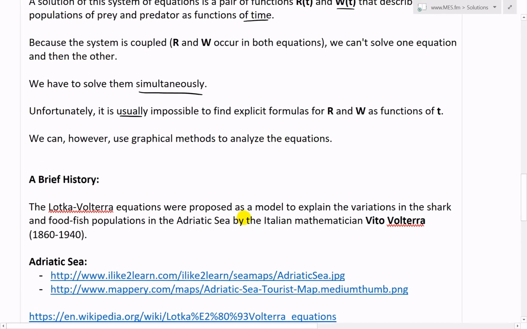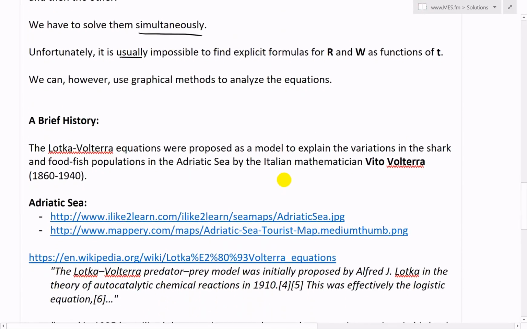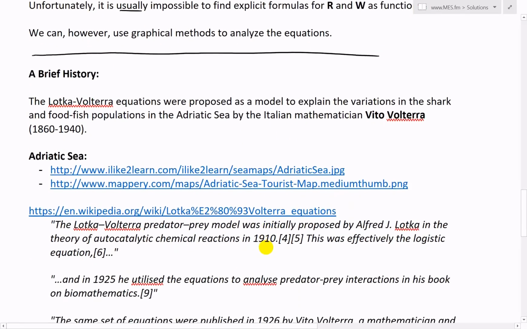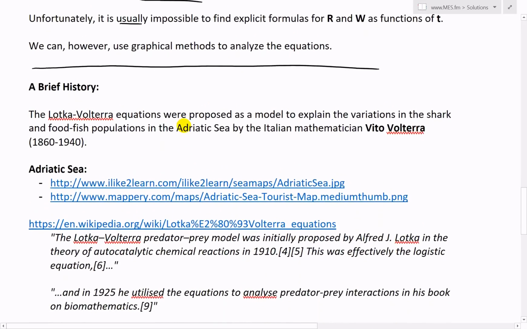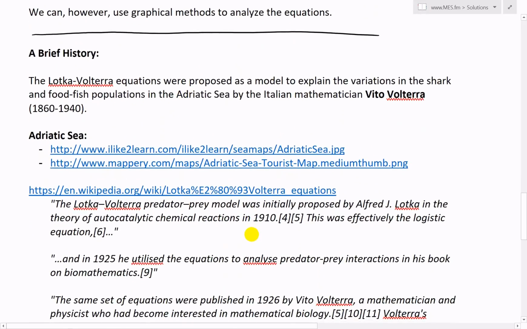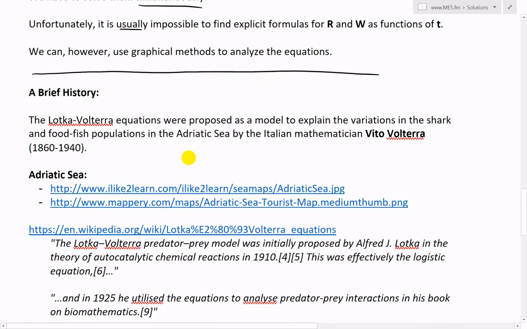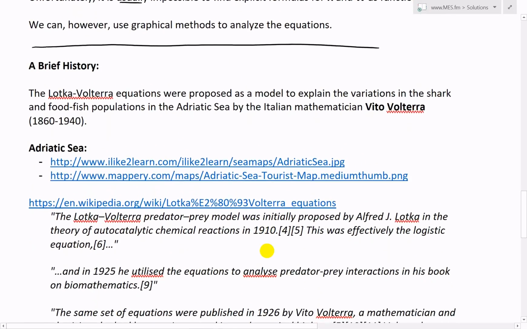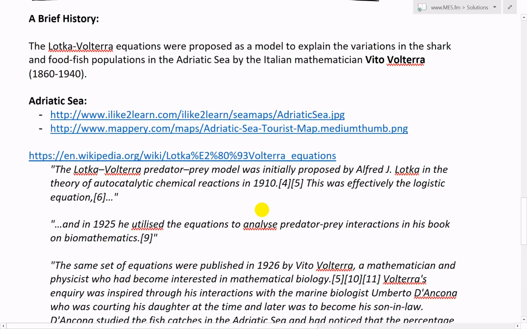Now let's go over a brief history of these equations as well as the founders behind them. I do this quite often whenever I introduce a new topic or a new equation, if there's some interesting history behind it. I usually go over a brief history just for your reference. So this is from a calculus book. The Lotka-Volterra equations were proposed as a model to explain the variations in the shark and food fish populations in the Adriatic Sea by the Italian mathematician Vito Volterra, 1860-1940.